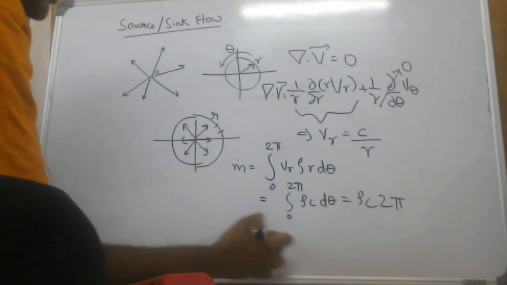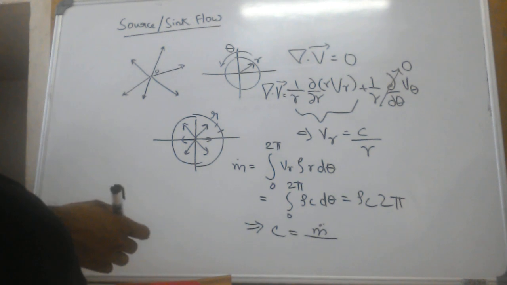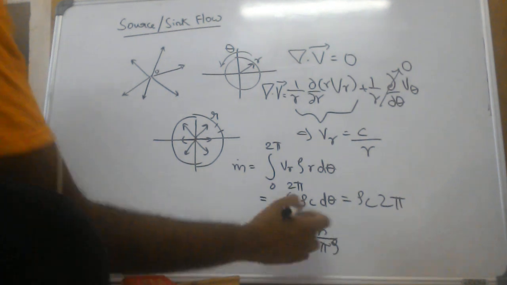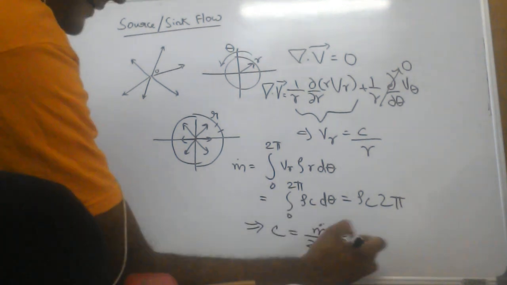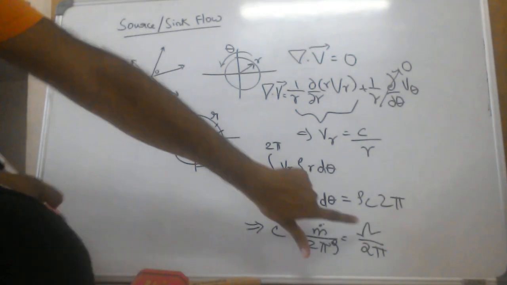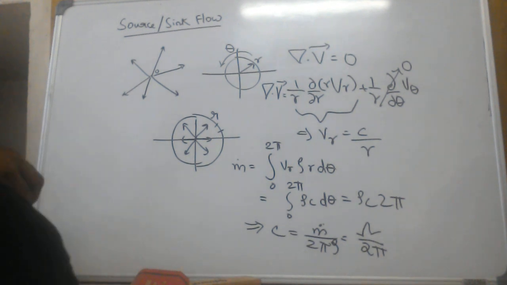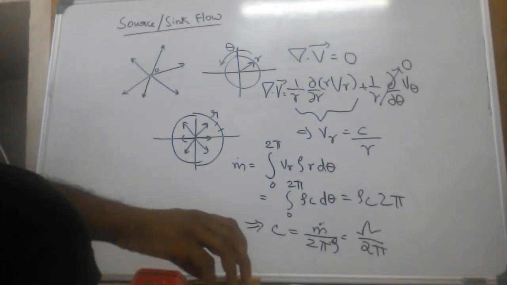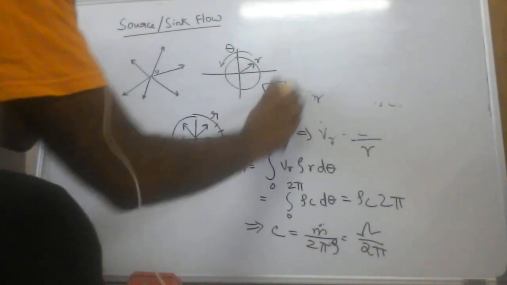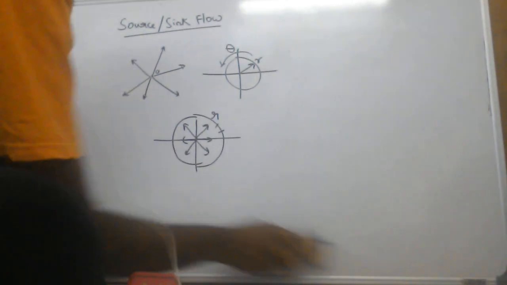From here we get c is equal to m dot by 2 pi rho, and I would like to call this m dot by rho capital lambda, so c is lambda by 2 pi. This capital lambda is generally called the strength of the source or sink. So finally we get the expression for the velocity components in a source flow. Let me just write that down.